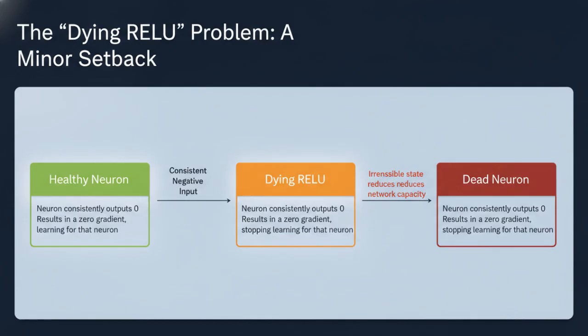Once a neuron dies, it can never be reactivated because its gradient will always be zero, meaning it will never learn or contribute to the network's output. This effectively reduces the network's capacity, as dead neurons are permanently out of commission. It's an irreversible state that can hinder learning.